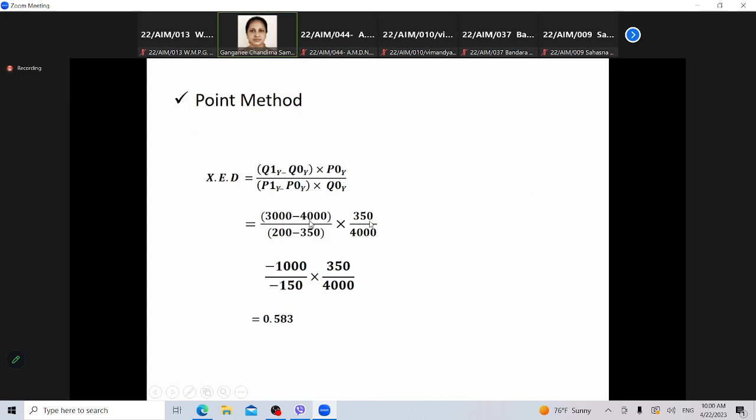See the difference of these quantities demanded of product Y in company 1. We took company 1 divided by the price change of the same good in company 2, divided by the initial price. Yes, somebody has calculated the arc method. Very good. Okay, so this is the answer.